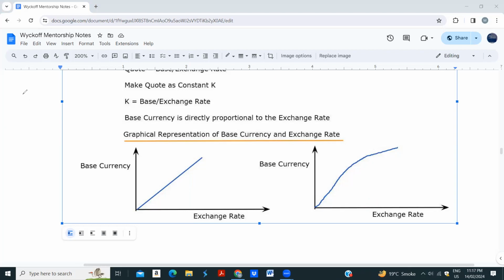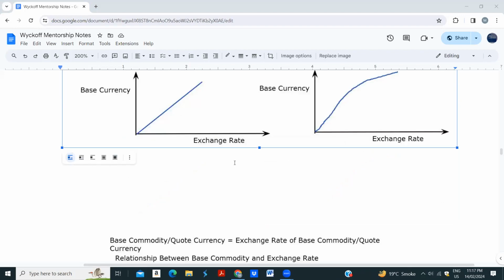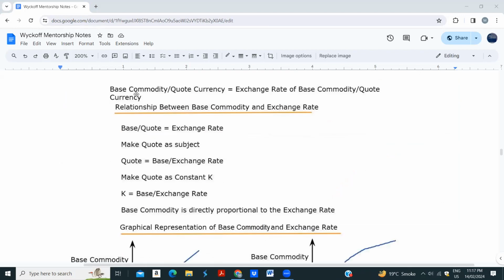Now we're going to go further. Now, base commodity and quote currency. Base commodity divided by quote currency is equal to the exchange rate of base commodity and quote currency. This is the relationship between base commodity and exchange rate. Base divided by quote is equal to exchange rate. We have to make quote the subject. So we have to send quote over here and exchange rate over here. We have to swap the places according to the formula.